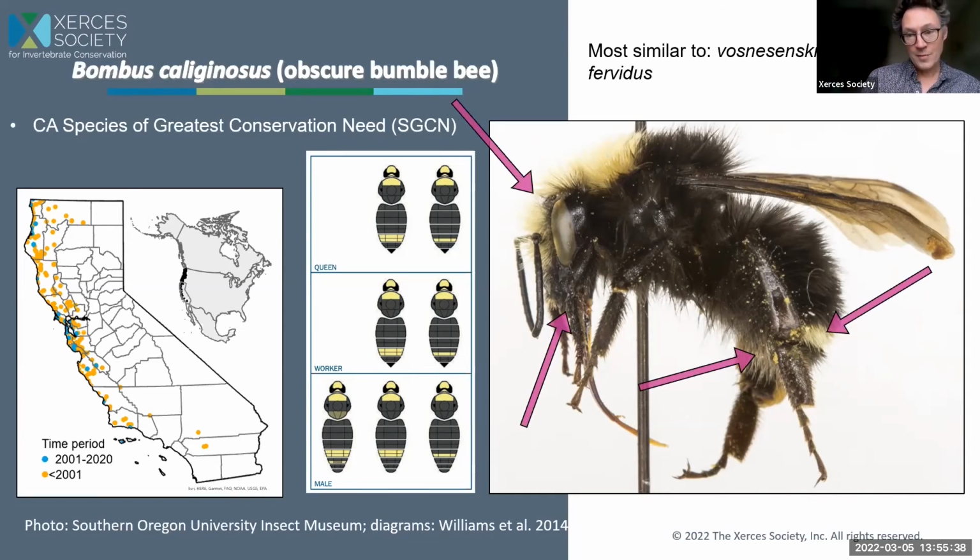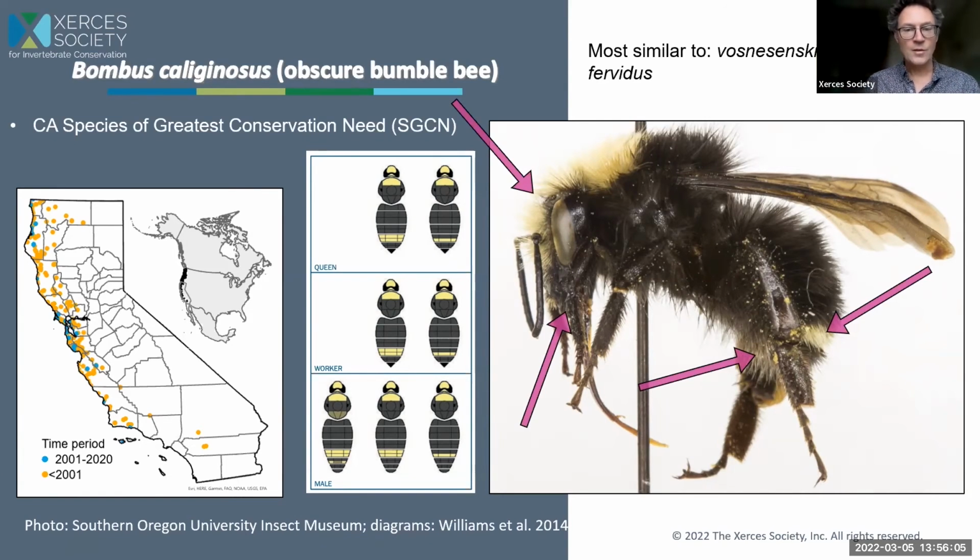It has a yellow stripe on T4, just like Voznesensky's. It has yellow hair on the face, the vertex, and the front of the thorax. Its hair overall is shaggier and longer, and then it should have, in most specimens, this yellow hair on the underside of the abdomen, on sternal segments, so S4, 5, and or 6. It doesn't have to be all of the hair. It's usually just a few wispy yellow hairs.